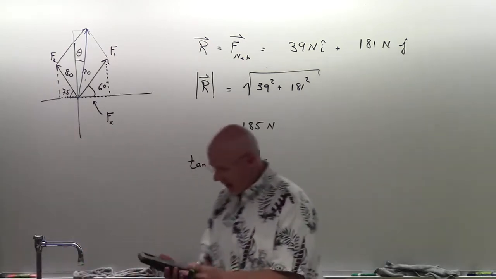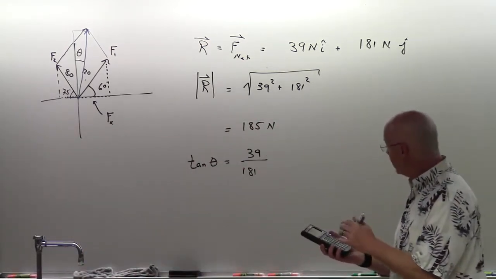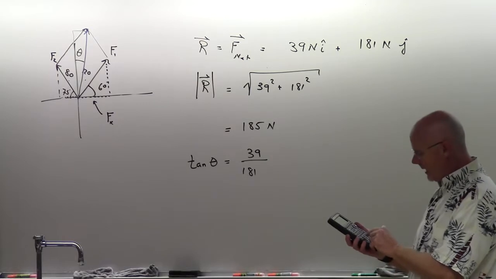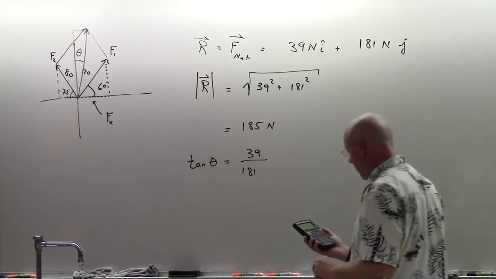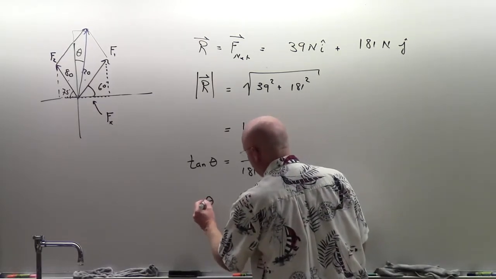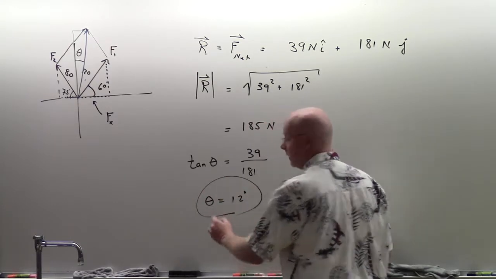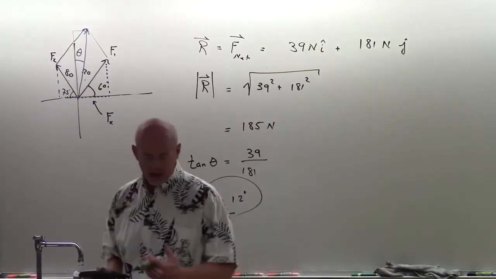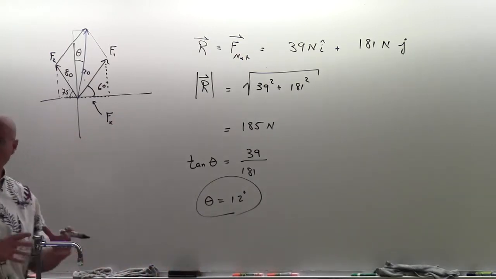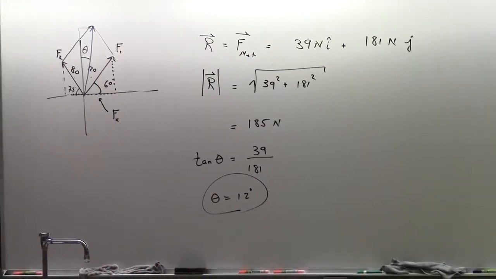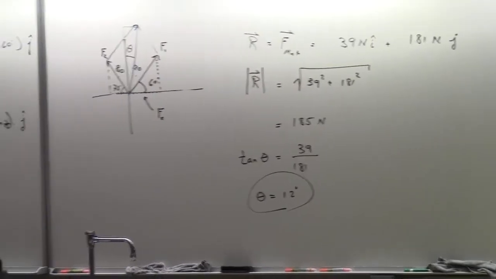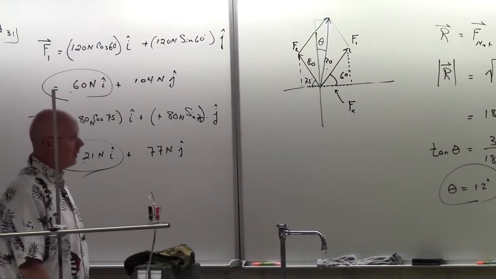And so now I can get my calculator out and go inverse tangent of 39 divided by 181, coming up with an angle of about 12 degrees. And that kind of fits my picture really well, just kind of off to the side a little bit.